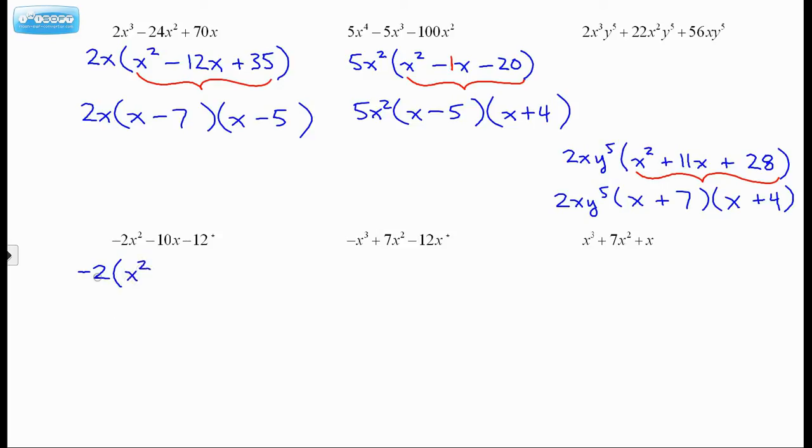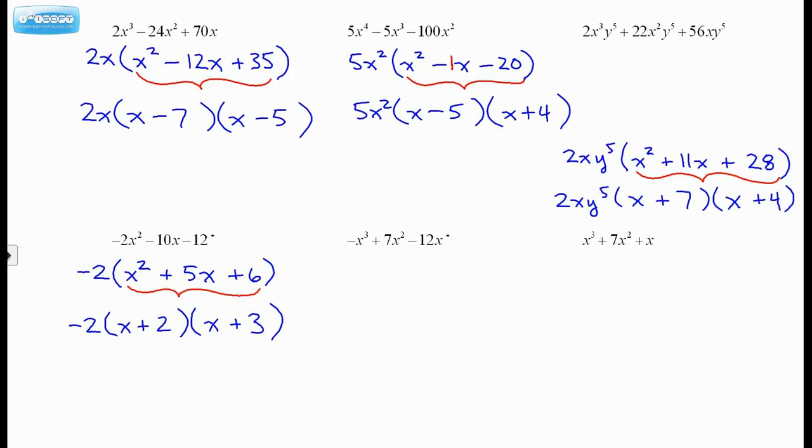But remember, when you're dividing out a negative, all of these signs have to change. So this would become a plus 5x, and this would become plus 6. And you can multiply this back out to check to see if you're right. Can we factor that trinomial? Yes, we can. Very easily, in fact. Two numbers that multiply to 6 and add to 5. Positive 2 and positive 3. Simple. Not too bad.